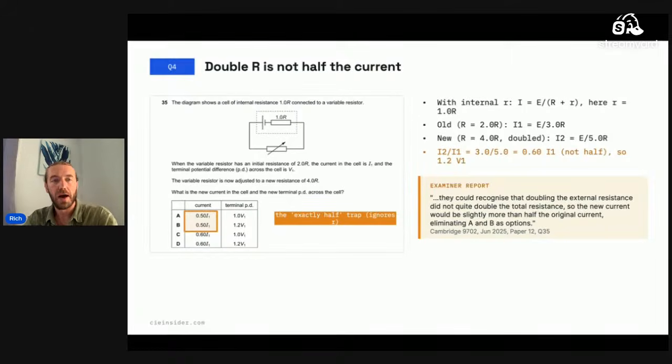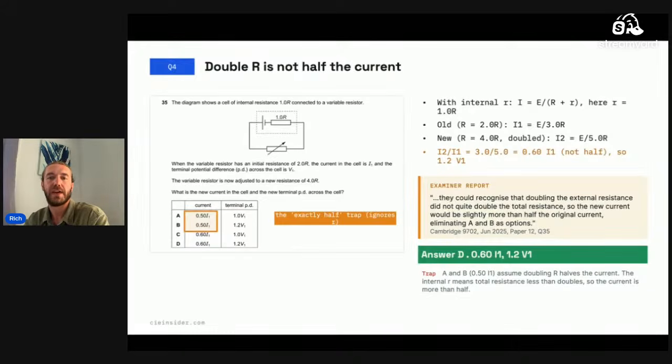But the other part is making that next leap that, okay, if the current is less, there's going to be less power dissipated or less lost to the system, which means that our answer should be D.